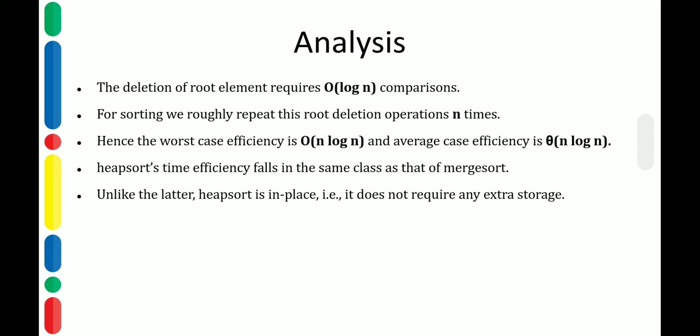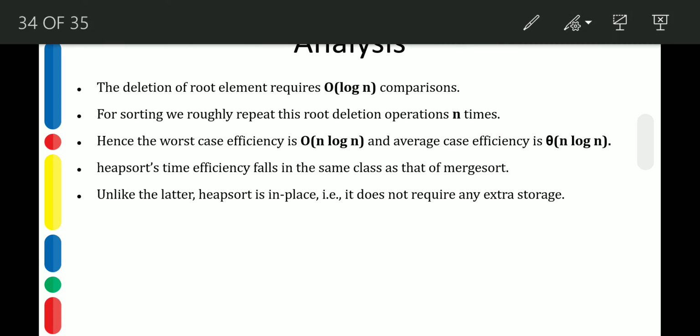Even though heap sort is in the same efficiency class as merge sort, there is one advantage of using heap sort. Unlike merge sort, heap sort is an in-place sorting algorithm. What do we mean by an in-place sorting algorithm? It doesn't require any additional storage, whereas in case of merge sort, we need to divide the array into two halves and make copies of them in order to sort them. So that is one of the advantages of using heap sort.